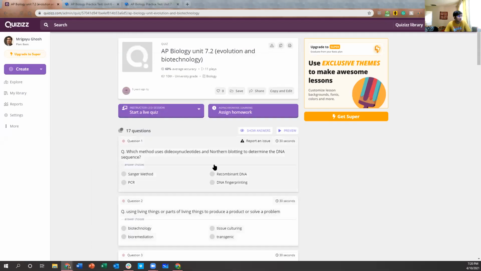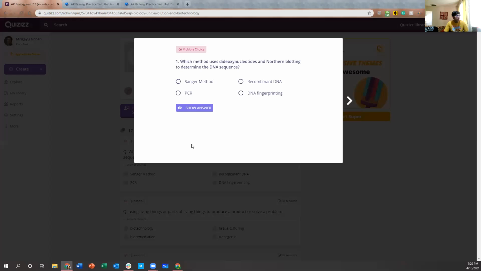Okay, so this one has 17 questions. Let's try this. So this is biotechnology mainly. Which method uses deoxynucleotides and northern blotting to determine the DNA sequence? Okay, well, we're probably going to have to use process of elimination because I don't know what the Sanger method is. This isn't recombinant DNA.